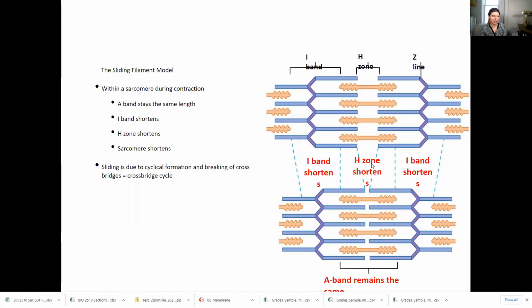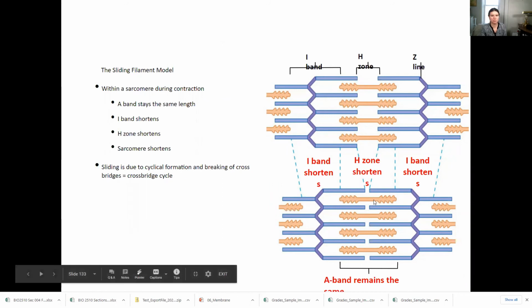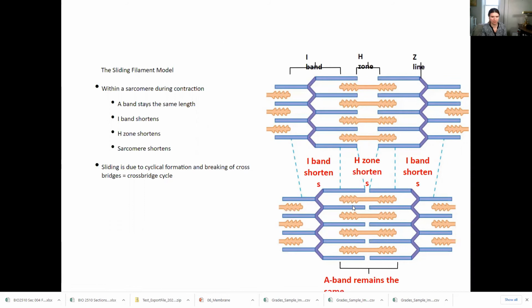And this is why we see the H band or the H zone shortening, because the H zone was where we had myosin, but not actin. But for the A band, it didn't matter whether it was covered by actin or not. It's just the length of the myosin, and the length of the myosin always stays the same.